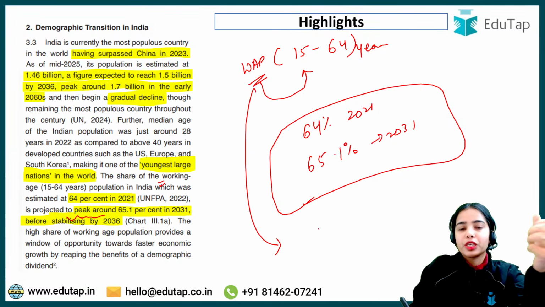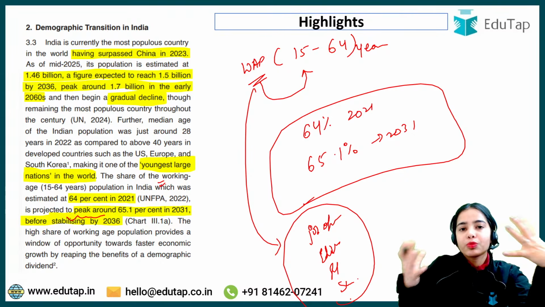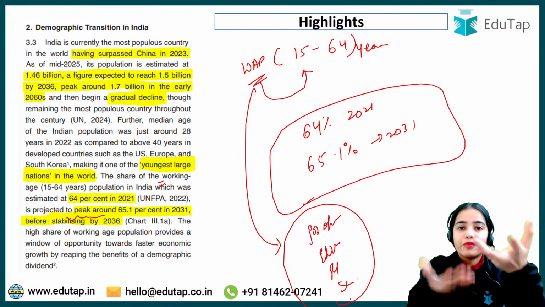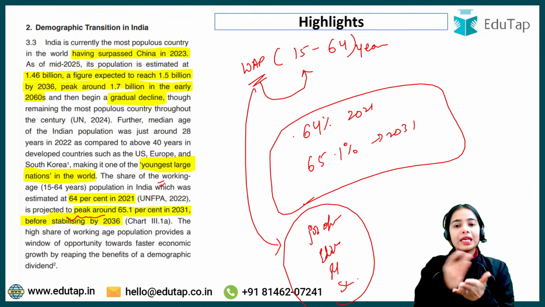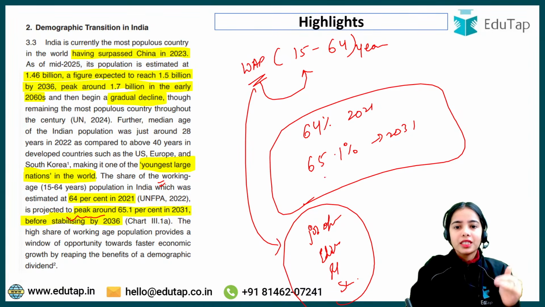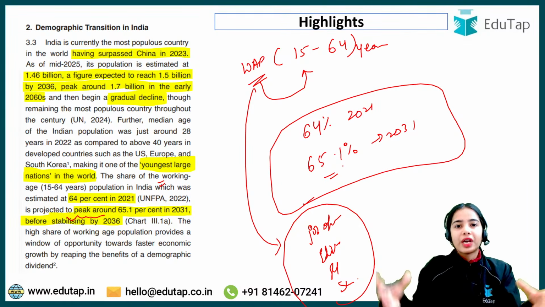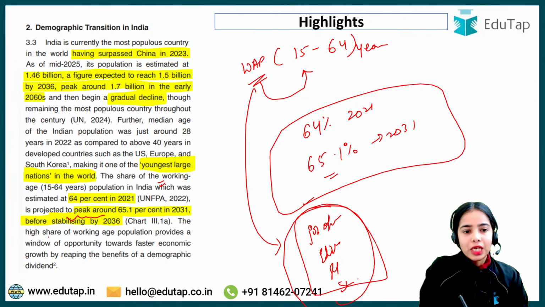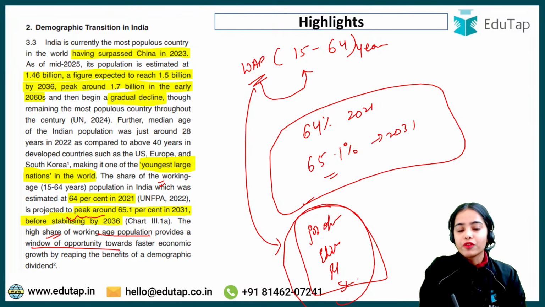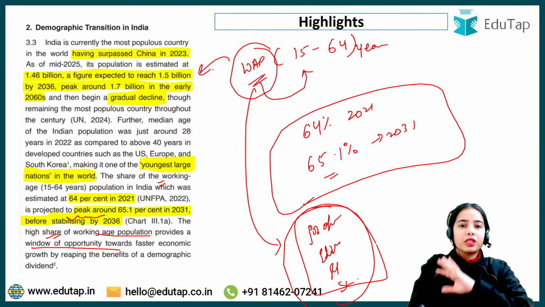If this working age population is provided with job opportunities, proper education, healthcare facilities, skills and vocational training, then it can provide a window of opportunity, fast growth in the country. India has a huge working age population, and it is expected to further increase in the coming years. So the high share of the working age population provides a window of opportunity towards faster economic growth if it is provided with the proper opportunities.